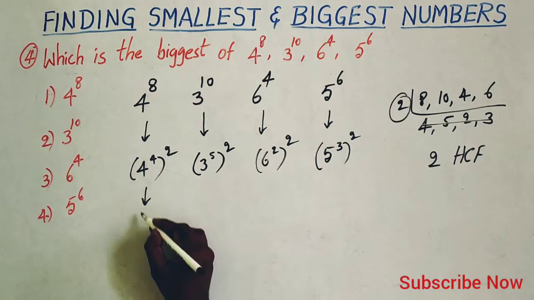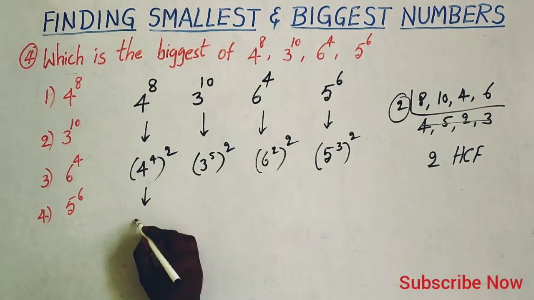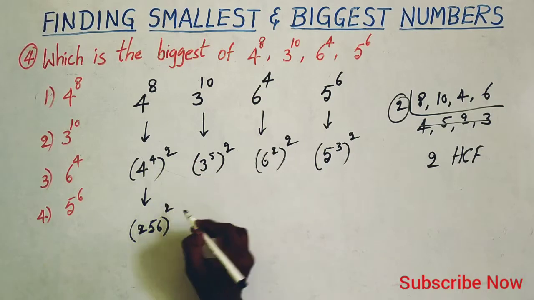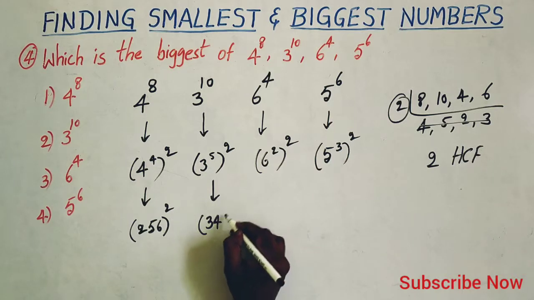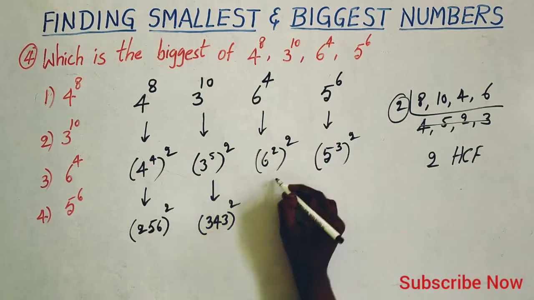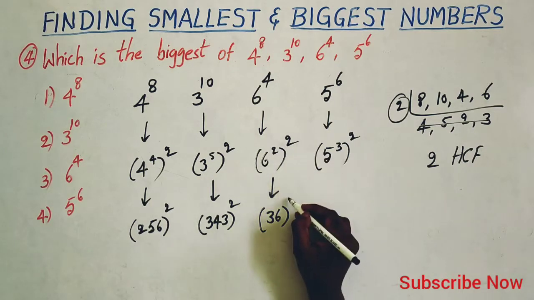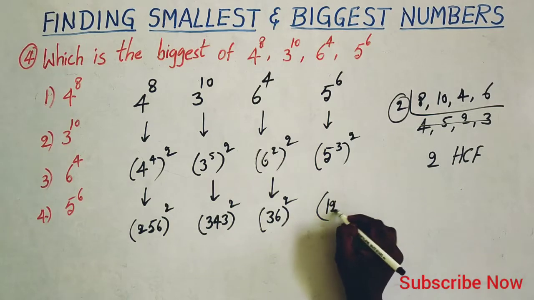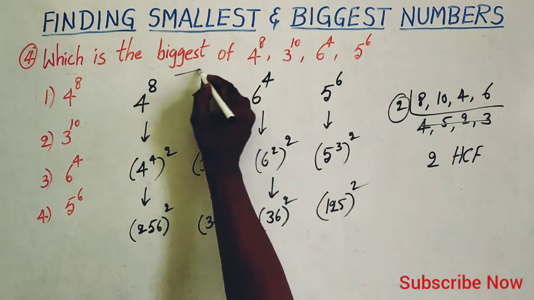Now 4 power 4 is 4 into 4 into 4 into 4, 256 square, and 3 power 5 is 243 square, and 6 square is 36 square, and 5 cube is 125 square. We need to find the biggest one.